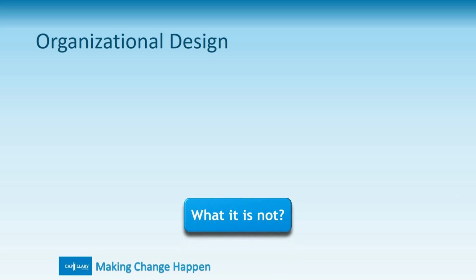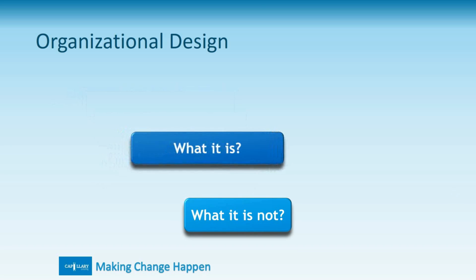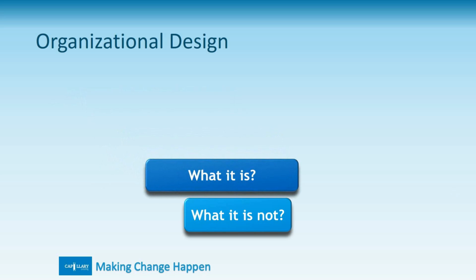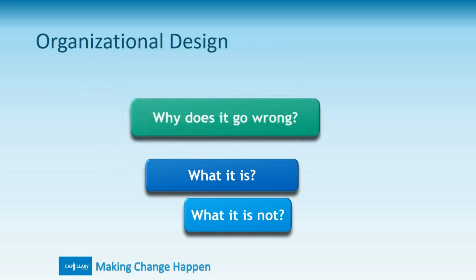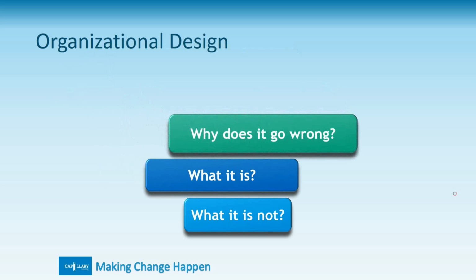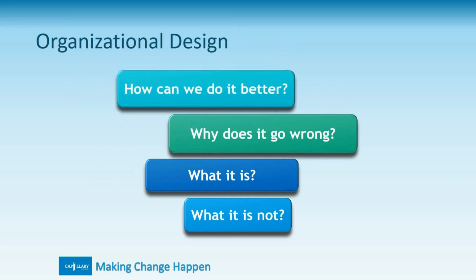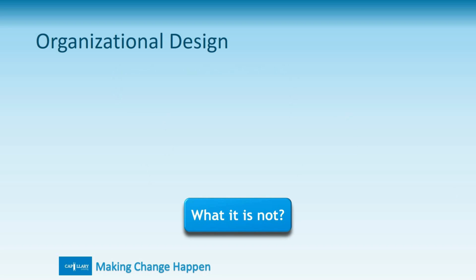We need to talk about what it is not, and I start here because too many times people think it is something it isn't. Then I can talk about what it actually is, before I then explain why things go wrong, and finally how we can do things better. And this is the overview I want to give to you. Let's begin with what it is not.